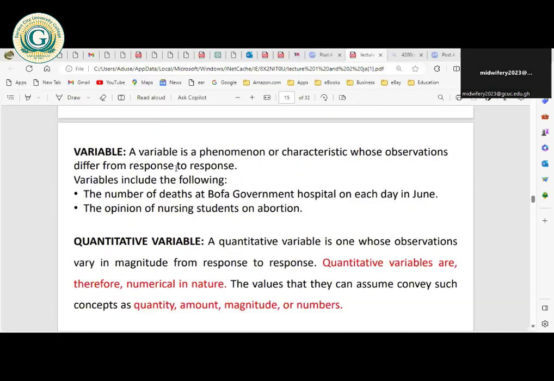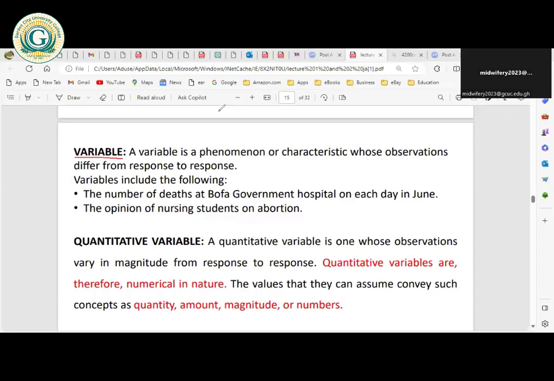Now the next term here is what we call variable. So variables are just a characteristic or phenomenon that differs or varies from one person to the other, changes from one person to the other, or from one response to the other response.